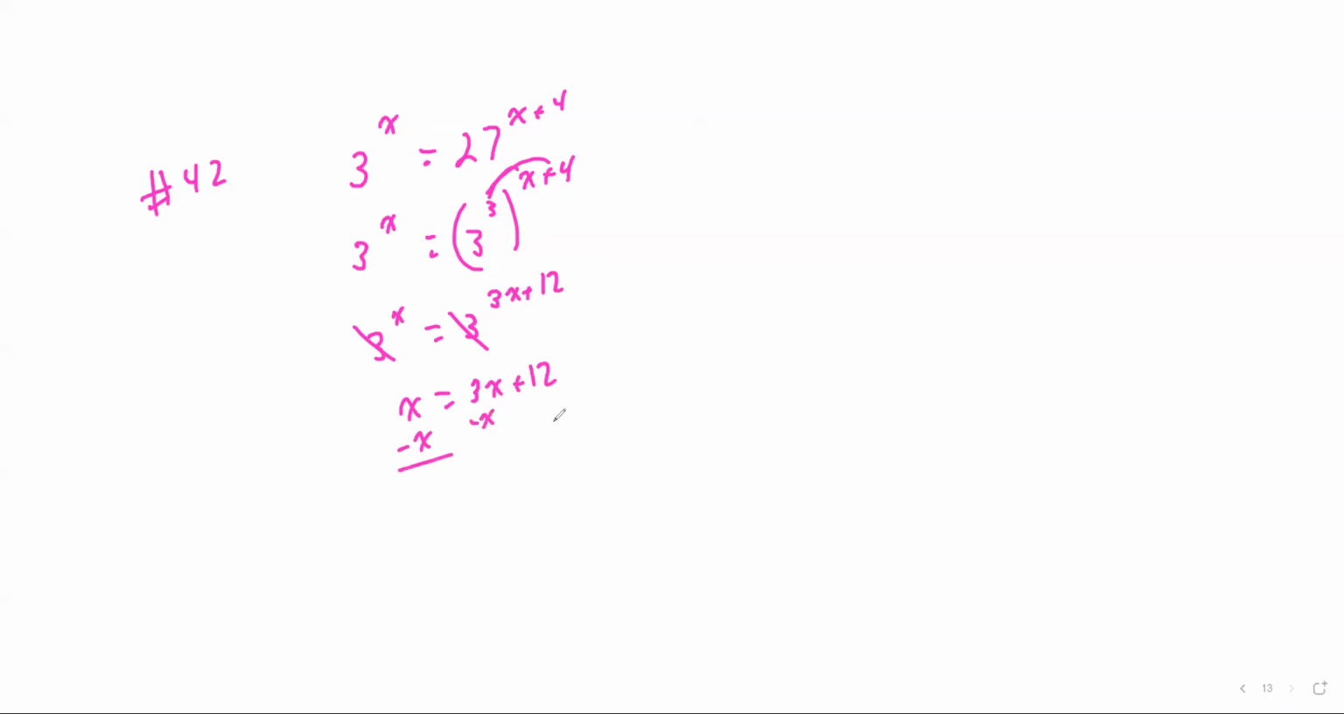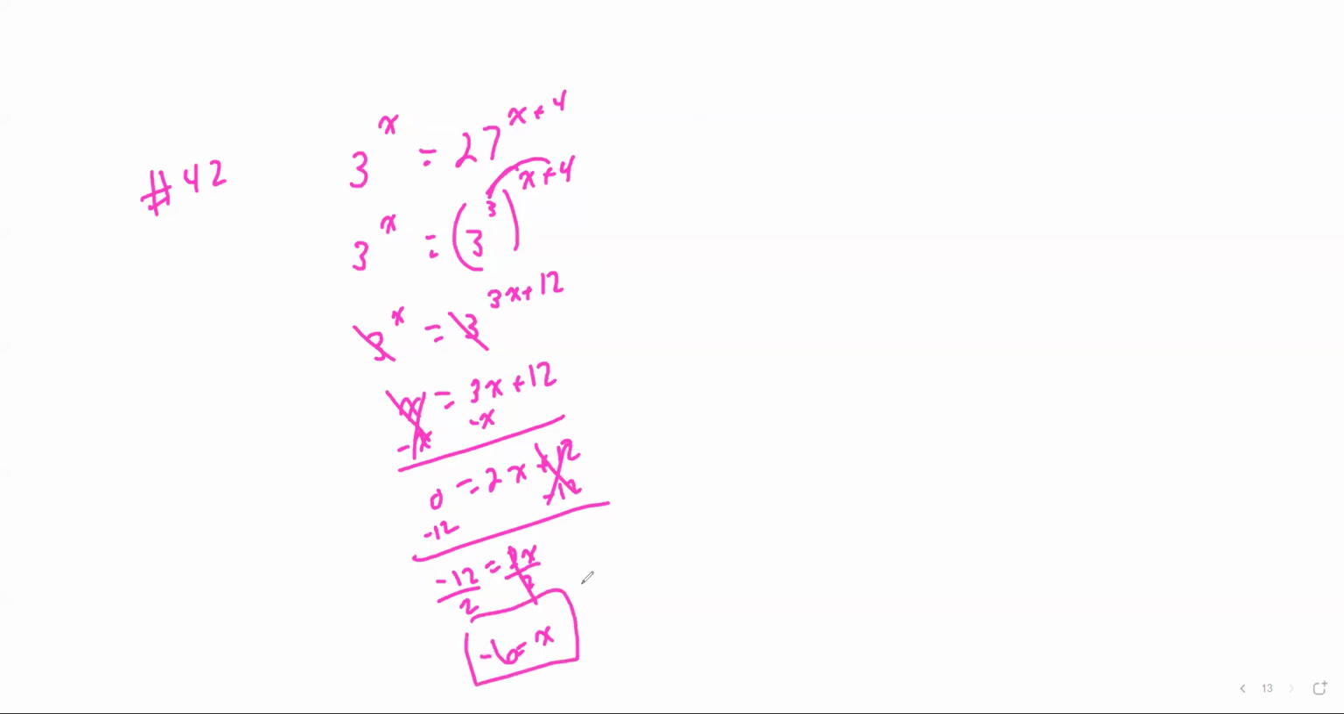Subtract x to get x's to one side. So I get 0 equals 2x plus 12. Subtract 12. Divide by 2. So I get x equals -6. That was pretty straightforward. One more, and I think I just want to go back to one question, and I think we should be good.